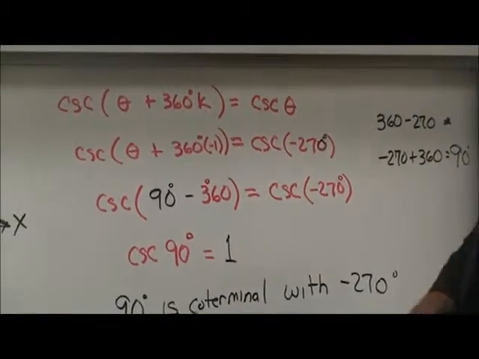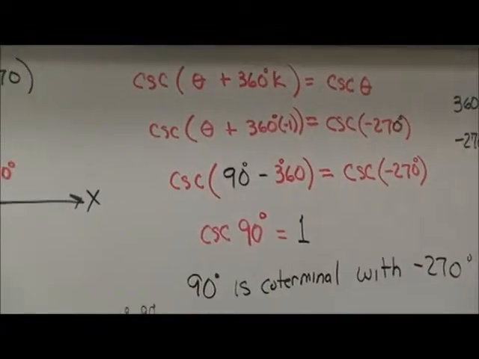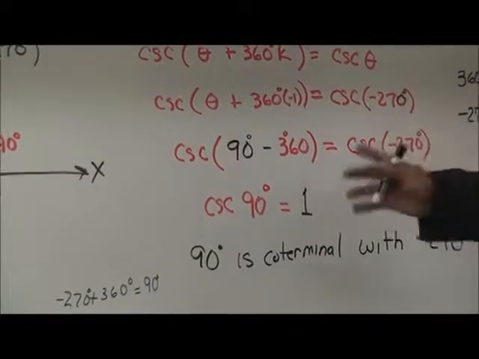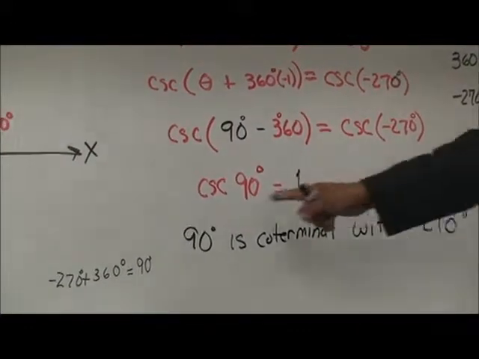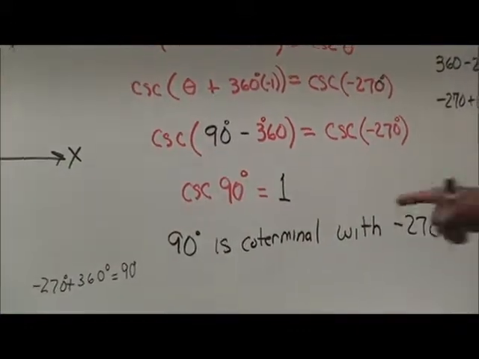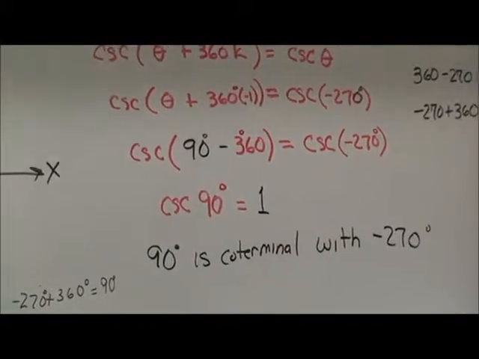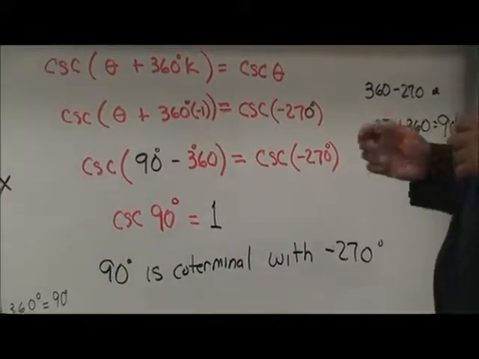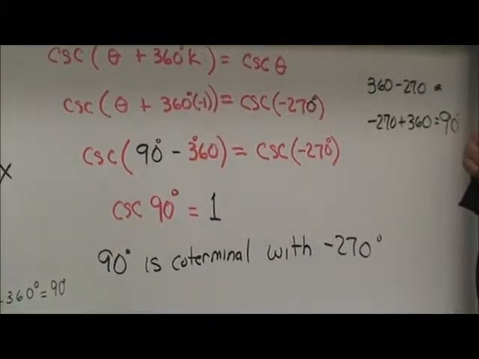Now, for here, we can say that this angle is quadrantal. Remember we talked about quadrantal, so the cosecant of 90 is going to be 1. So 90 degrees is coterminal with -270 degrees.